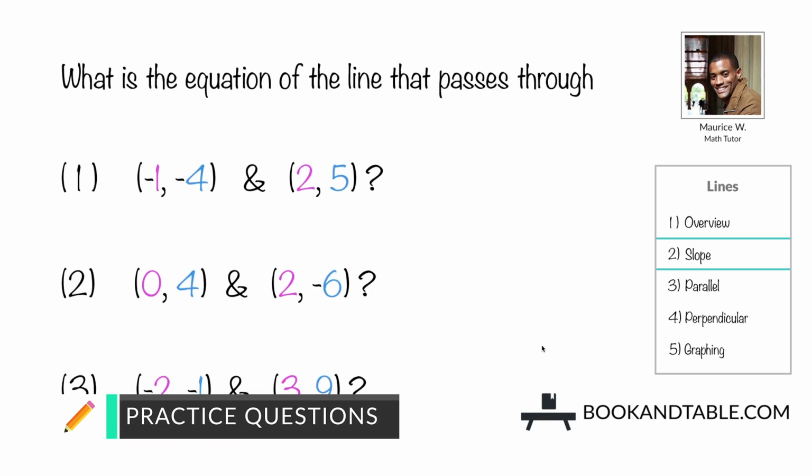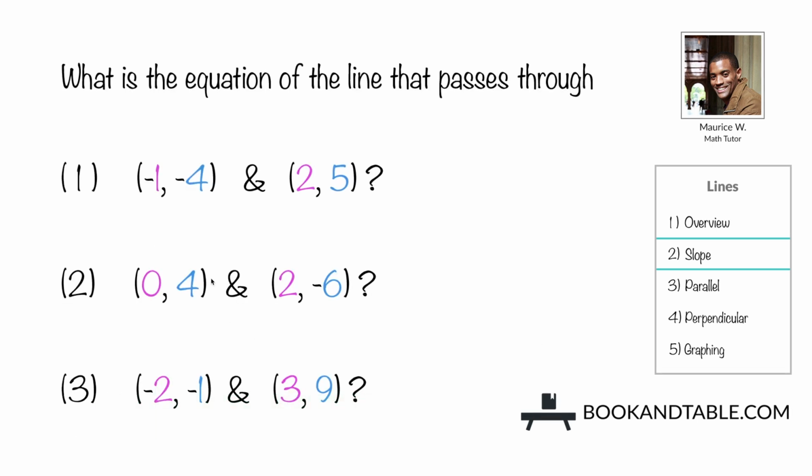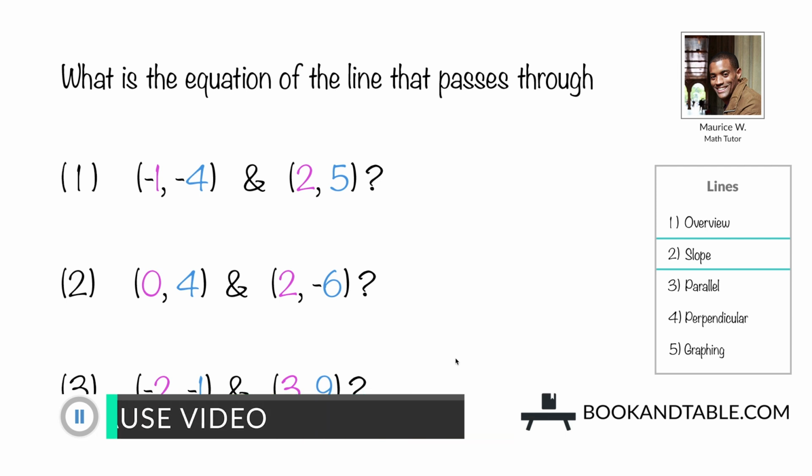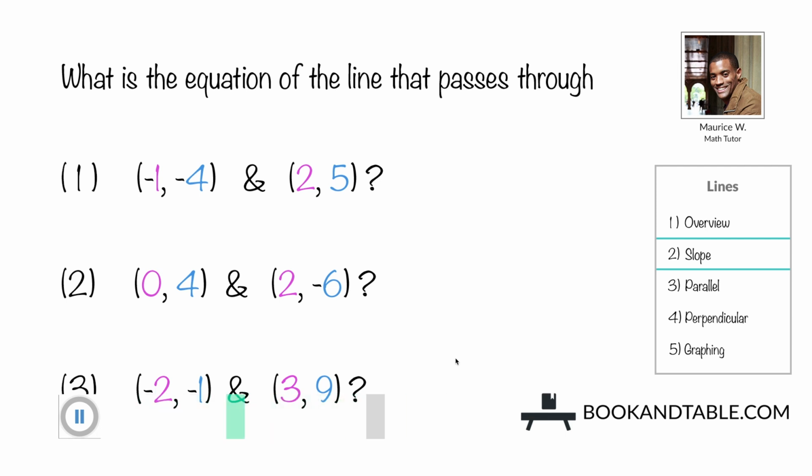Let's have you do a few practice questions. Question number 1. What is the equation of the line that passes through (-1, -4) and (2, 5)? Question number 2. What is the equation of the line that passes through (0, 4) and (2, -6)? And question number 3. What is the equation of the line that passes through (-2, -1) and (3, 9)? Pause the video, answer these questions, and then press play when you are ready to begin.